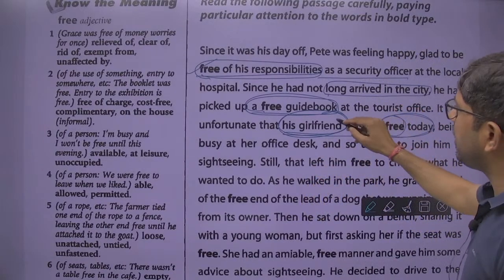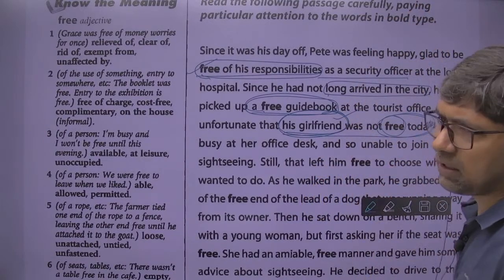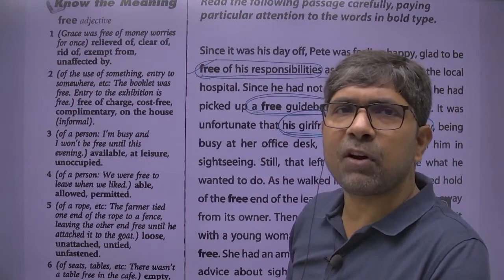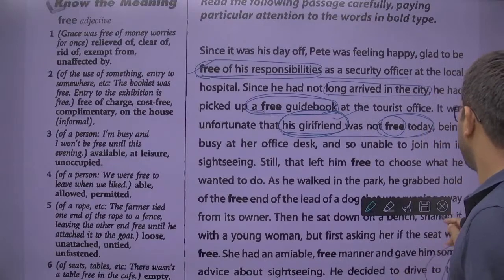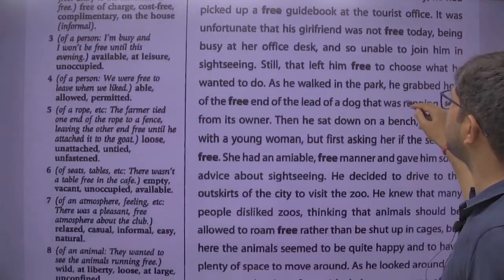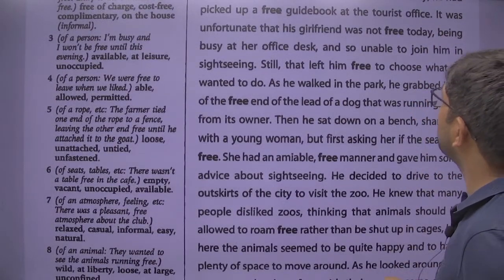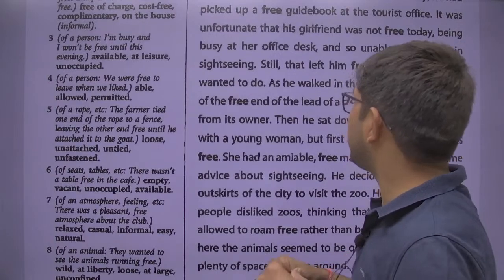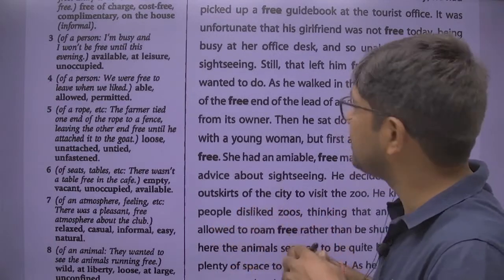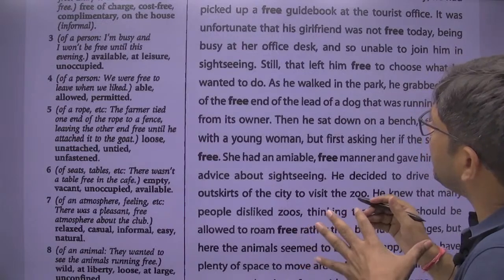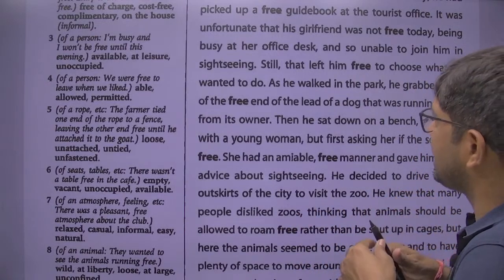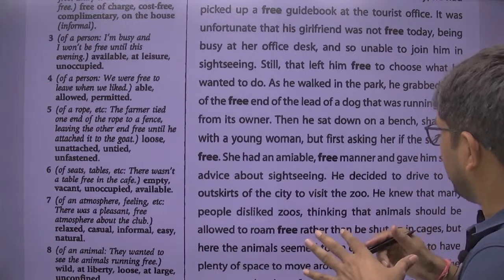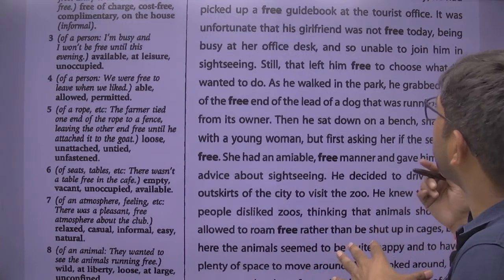So if you're doing a European text, then girlfriend and boyfriend is a common phrase, right? So she was not free today, it means she was not available. She was not free means she had some assignment, she had some commitment. Being busy at her office desk and so unable to join him in sightseeing. Still, that left him free to choose.